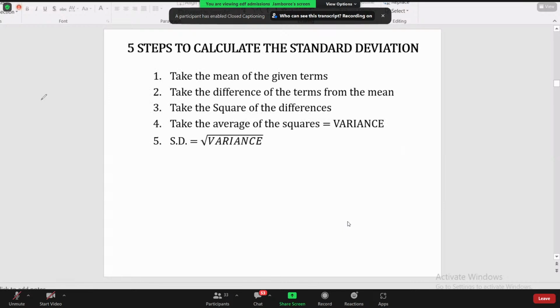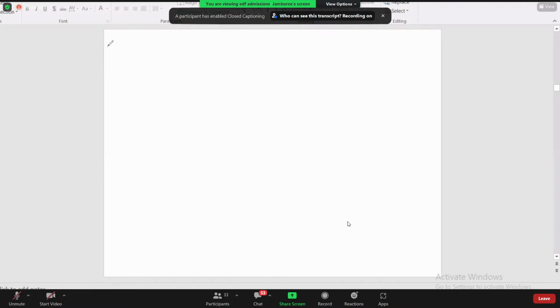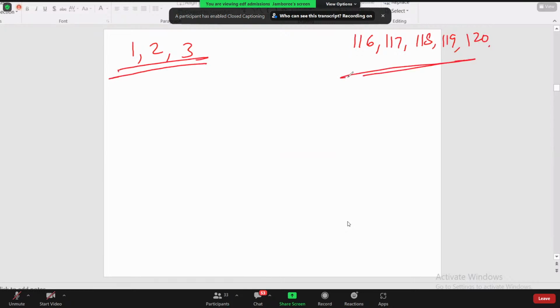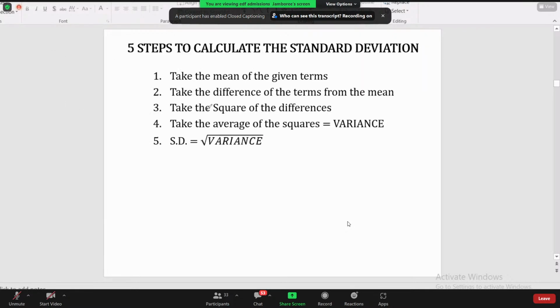Now, let's say we have to find out the value of the standard deviation. So what shall we do in that regard? Let's say we are given the question to compare the standard deviation of the series 1, 2, 3 and the standard deviation of the series 116, 117, 118, 119, 120. If the number of terms are not the same, then we are expected to compare the standard deviation, then what shall we do? In this scenario, we need to calculate the exact value of the standard deviation and then answer the question.